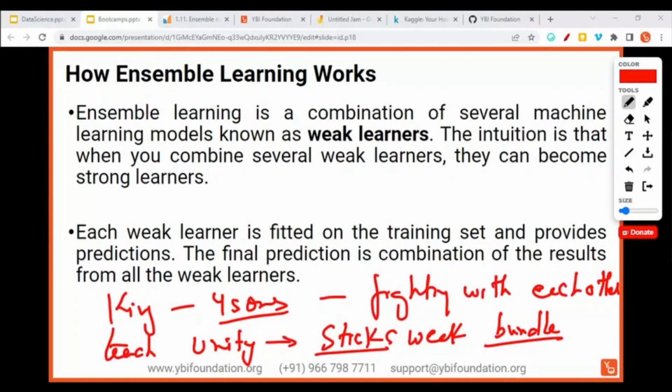There was a king who wanted to explain to them that unity is strength. I think in some form we have read this story. Maybe not in this way, maybe in some other format, but the moral of the story is that if the weak are there, but we put them together, combined, then unity has the strength. Similarly, the concept is about the ensemble.